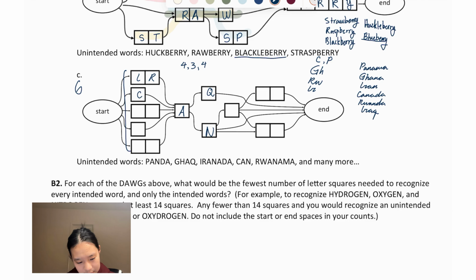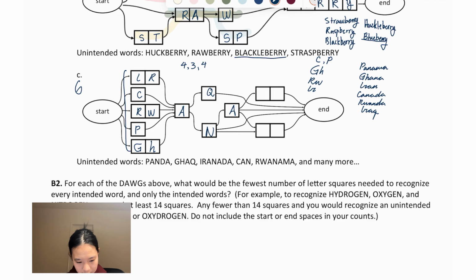And we also have RW and GH. And then the GH goes to an N for the gap, and then it goes to one blank space, and that's probably going to be the actual country name, so Ghana.